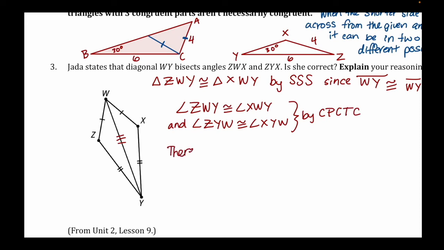Therefore, WY must be the angle bisector. Oops.